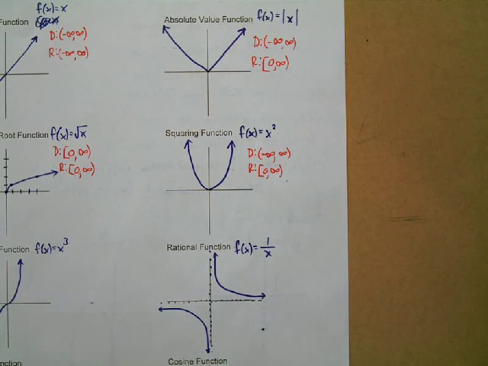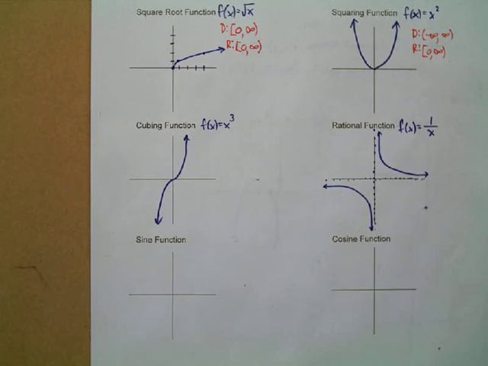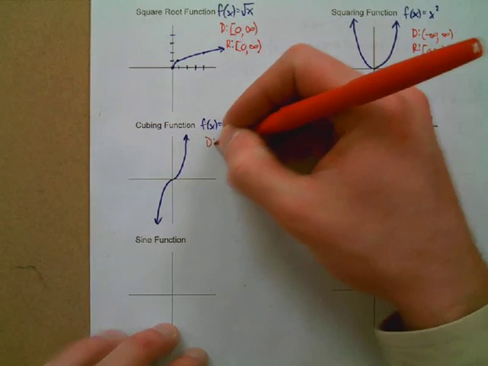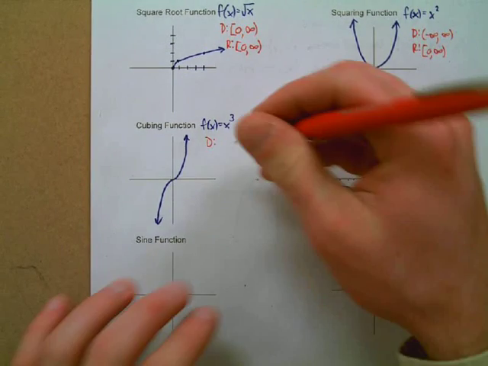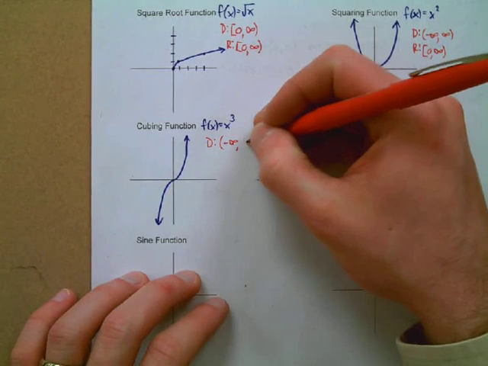Okay. Good. All right, another one here. Let's go to Colin. So Colin, what do you say here for the domain? Negative infinity to infinity. Again, very good. No possibility for a square root of a negative.